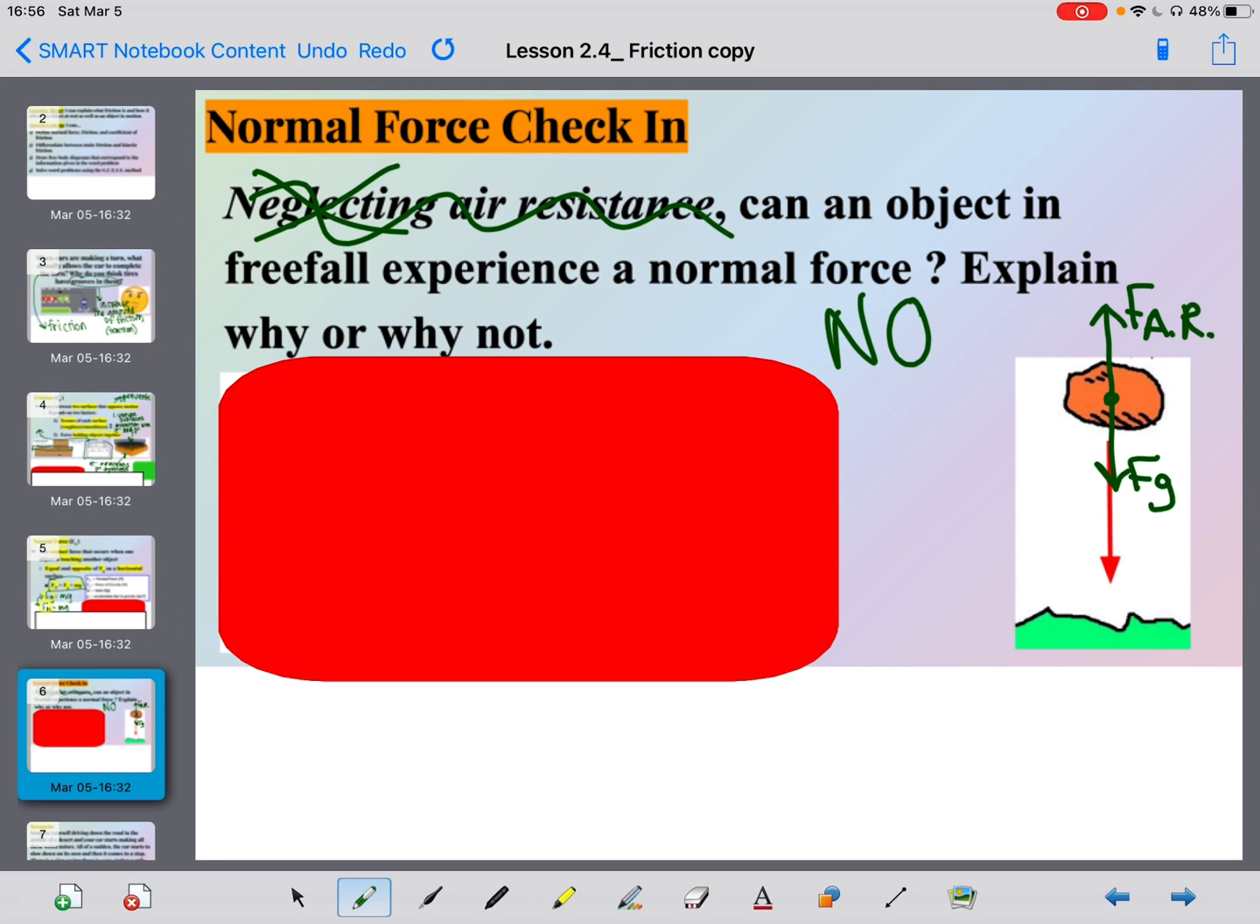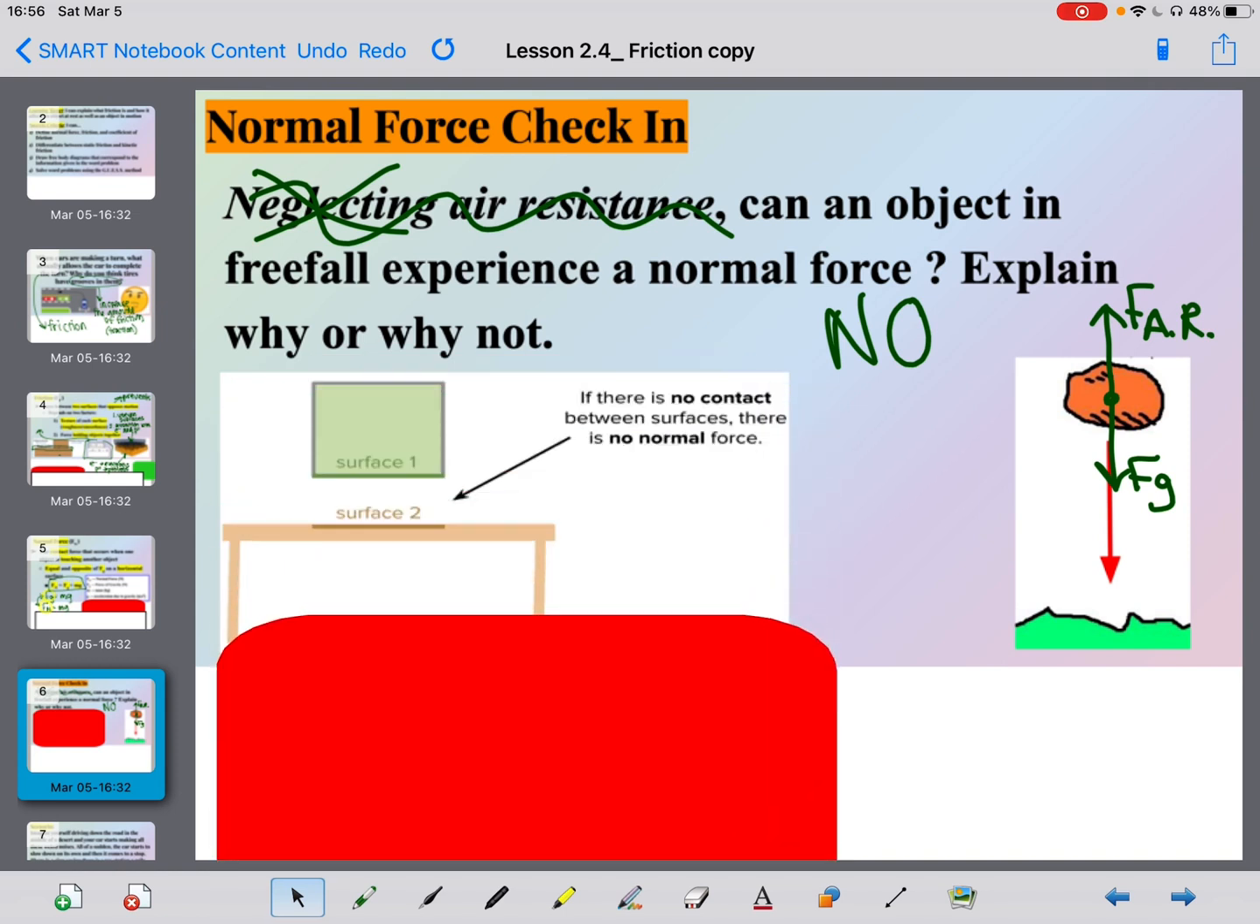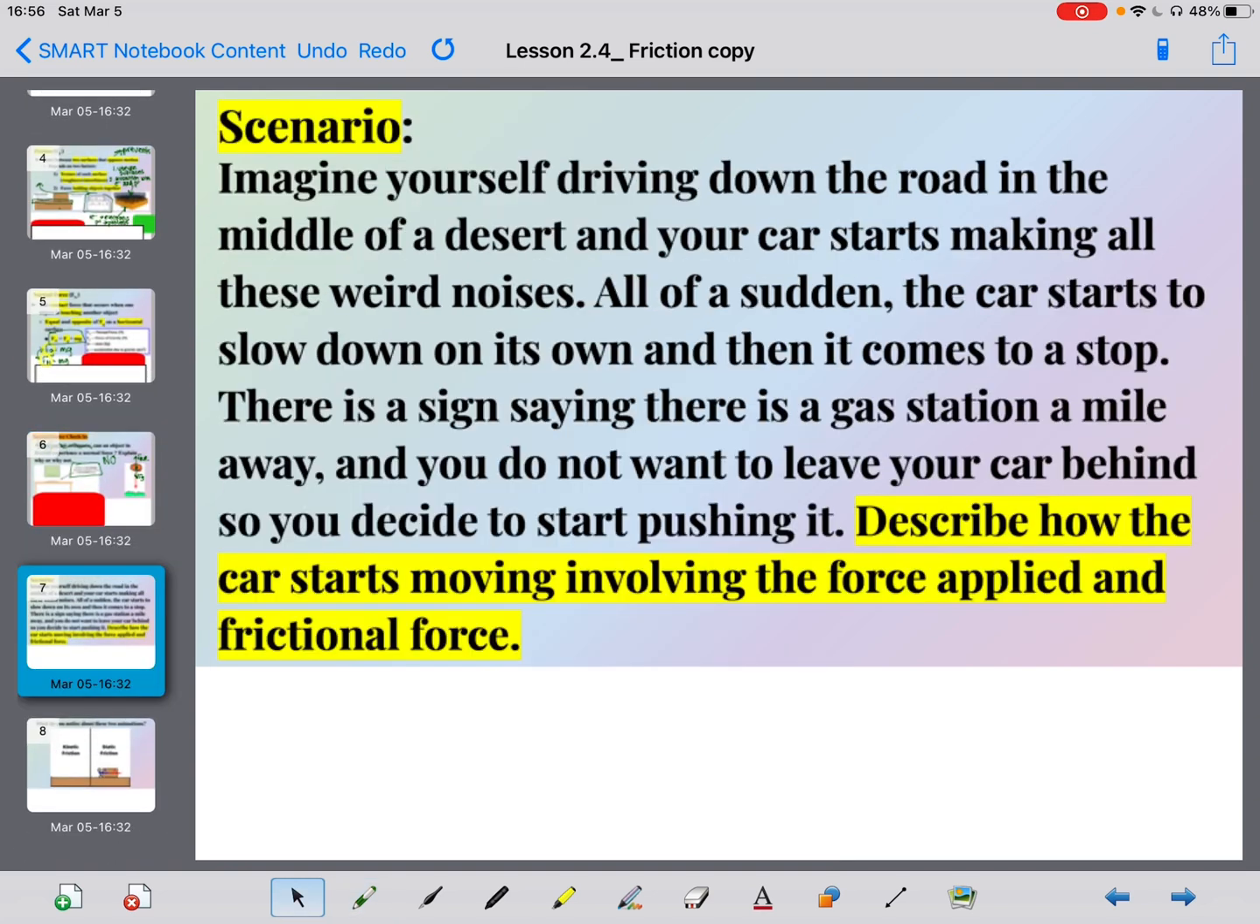A normal force requires contact between two objects or two surfaces. If you do not have that going on, then no, you may not have a normal force. So the big idea here is if there is no contact between surfaces, there is no normal force. So that box is kind of just lingering over the table. There is no normal force going on yet, but until that box actually touches the table, then yes, there is now a normal force.